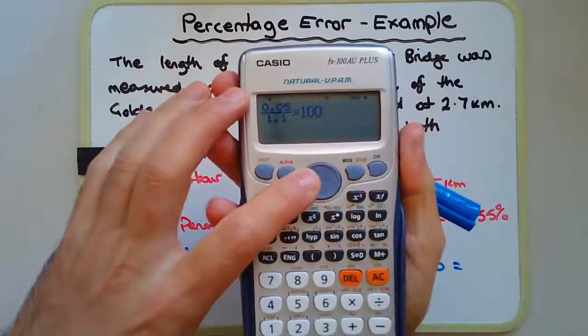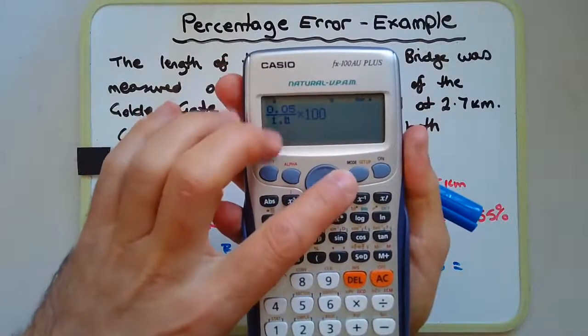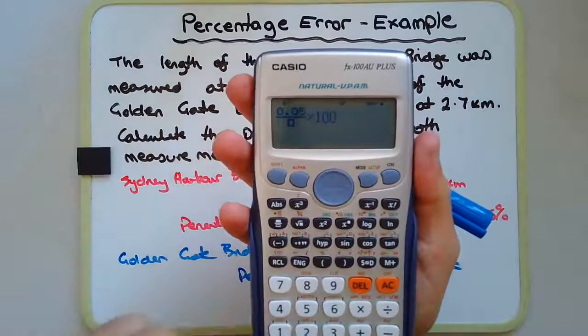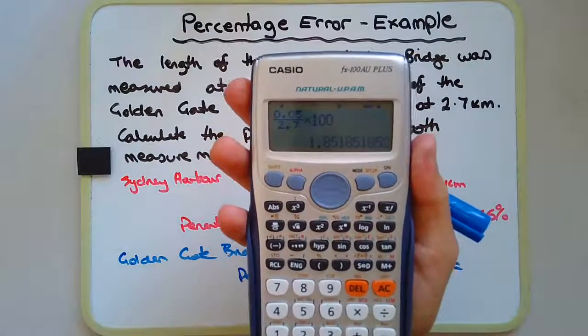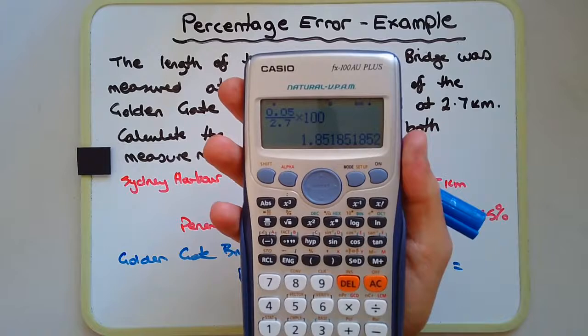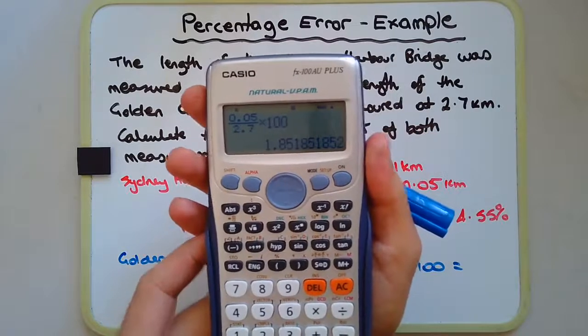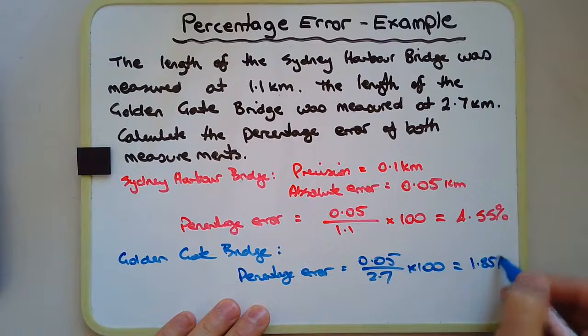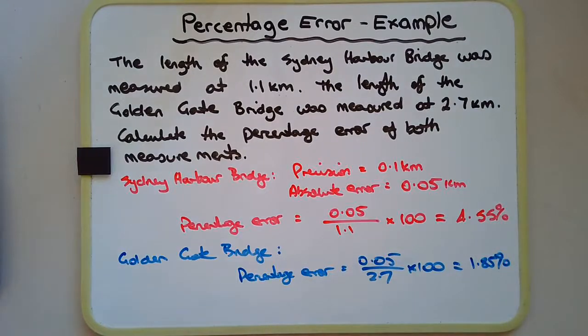You could just recycle the same calculation, so rather than entering it all from scratch, you could just scroll back and replay the calculation but just change the denominator. So it's going to be 1.85%. So those are the two values. It seems that the same measuring instrument is more accurate measuring a longer distance than it is measuring a shorter distance.